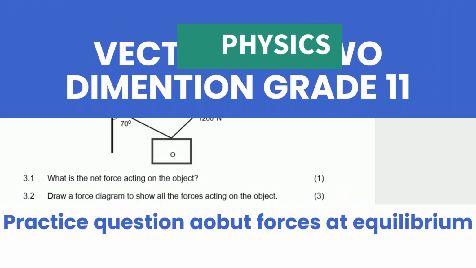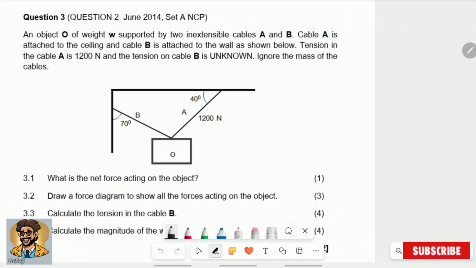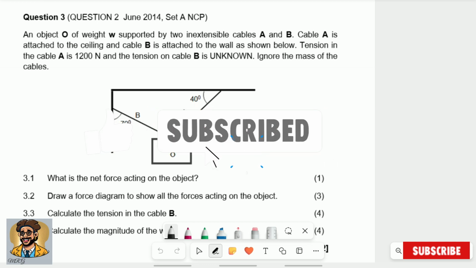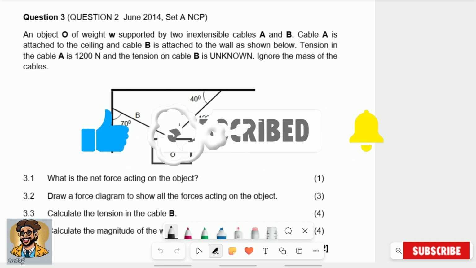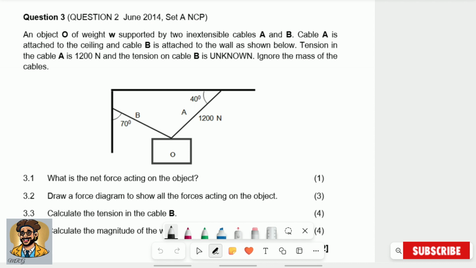Okay, so the question said an object O of weight W is supported by two inextensible cables A and B. Cable A is attached to the ceiling and cable B is attached to the wall as shown below. Okay? Tension in cable A is 1200 Newton. That is the force of A. It's the tension of that cable. It's the force from A.